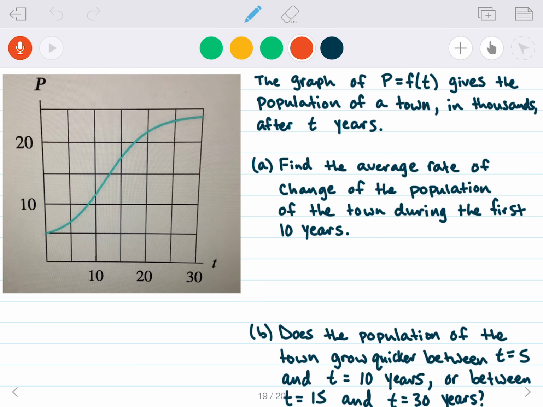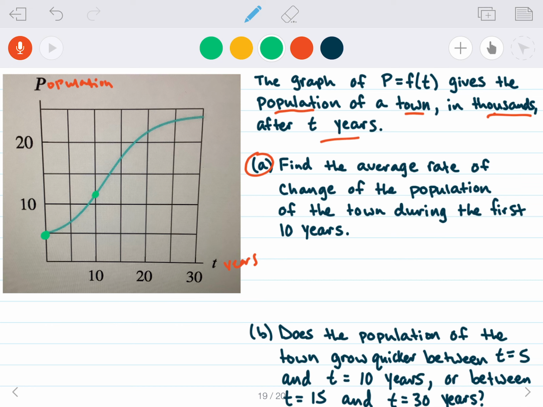So here we have a graph, and it gives the population of a town in thousands after t years. So the y-axis is population, and the x-axis is years. All right? We want to find the average rate of change during the first 10 years. So we're interested in the first 10 years, so we start at t equals 0, and we end at t equals 10, which is about right here.